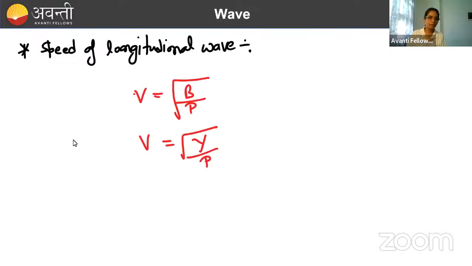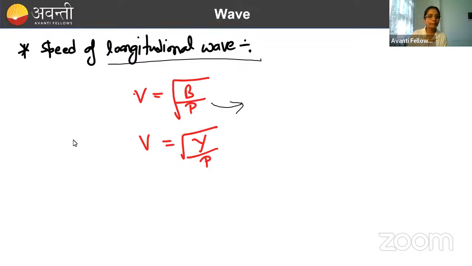Okay? Now look at the speed of a longitudinal wave, basically the sound wave we are talking about. If sound is traveling in a fluid, air or water, how do we write its velocity? We write its velocity as bulk modulus of the media divided by density of the media. Okay? So bulk modulus by density.